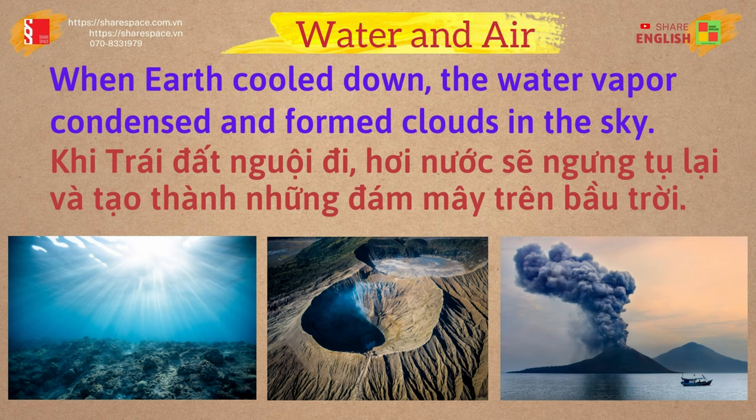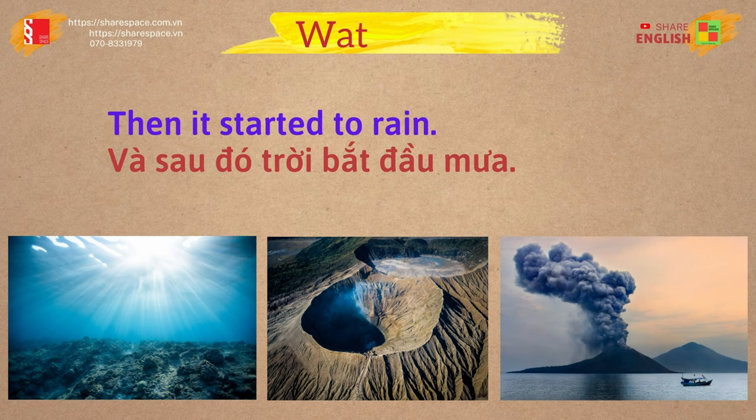When Earth cooled down, the water vapor condensed and formed clouds in the sky. Then it started to rain.